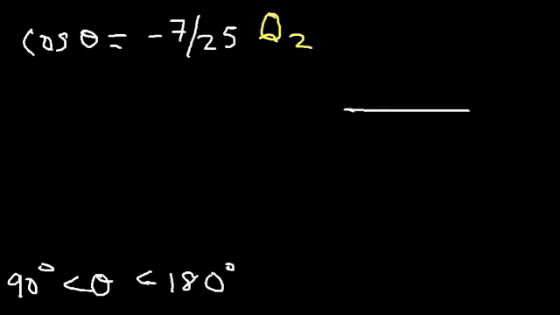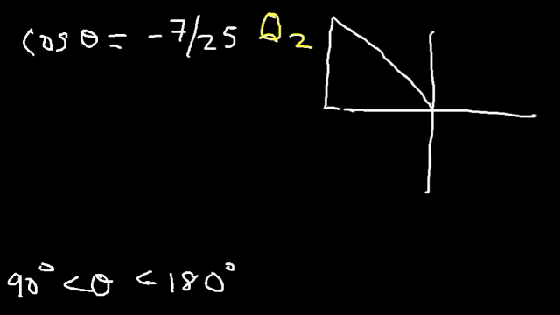So let's draw a triangle in quadrant 2. So here's theta. Now cosine is negative 7 over 25. Based on SOHCAHTOA, we know that cosine is adjacent divided by hypotenuse. So therefore, this is negative 7 and this is 25. Keep in mind, x is negative in quadrant 2. Anytime you go to the left, the x values are negative.